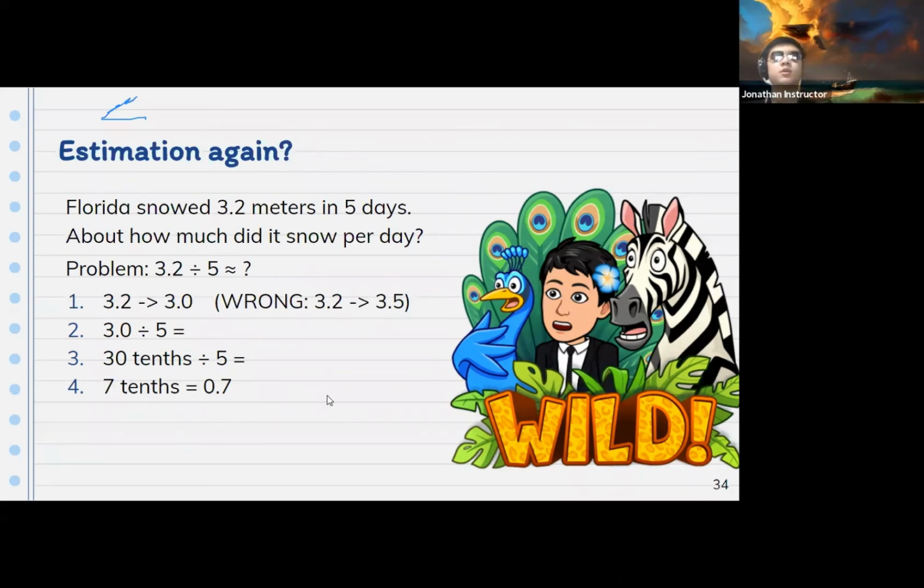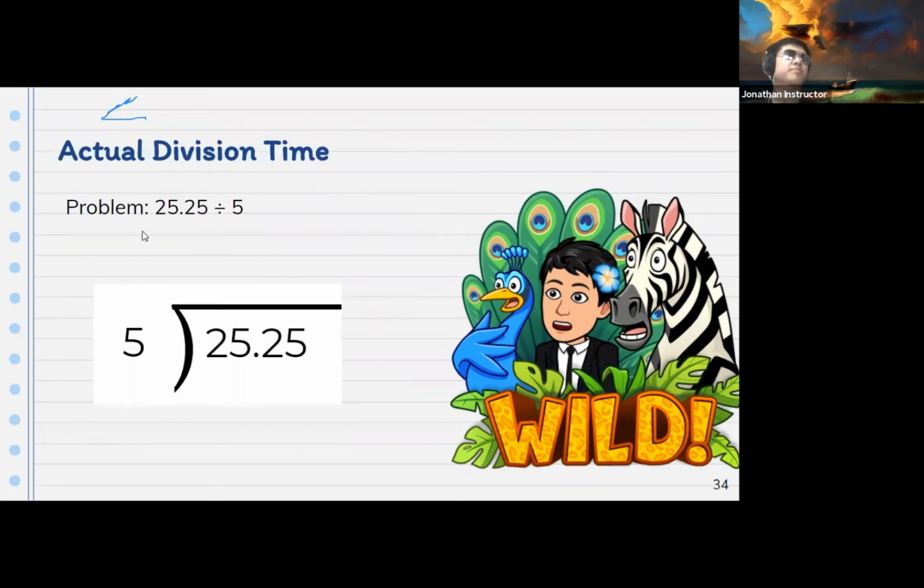So 6 tenths, 0.6, not 0.7. 0.6 is going to be our answer. So this is around 0.6 meters a day. Okay, so I'm going to change that after class, so that's my bad. Okay, so now is the time where we do legitimate division, actual division.